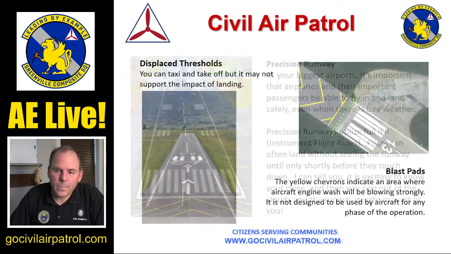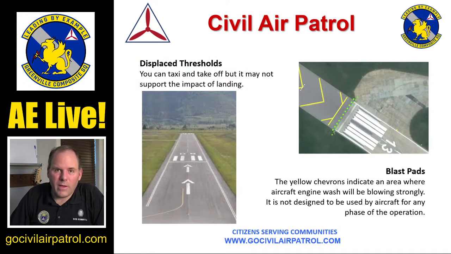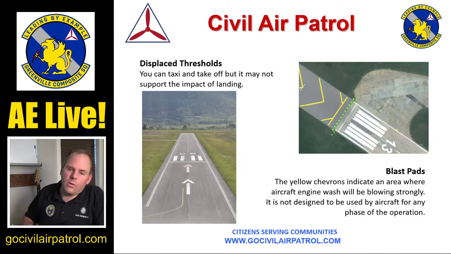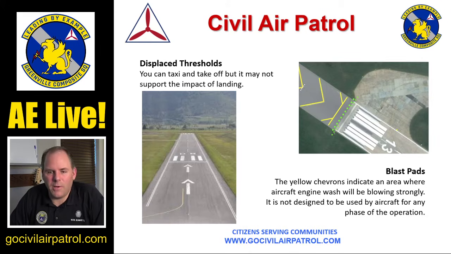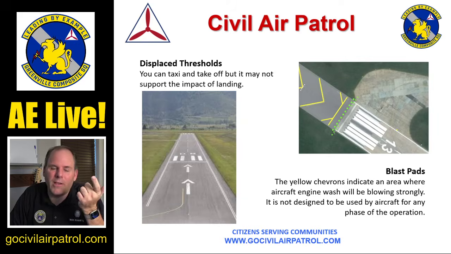All right. So a couple of markings on the airports. Over to the left here, we have displaced thresholds. A displaced threshold is white arrows that are pointing to the threshold of the runway. And so the displaced threshold, you can't land on it, but you can taxi on it, you can take off. Matter of fact, that's what it's for.